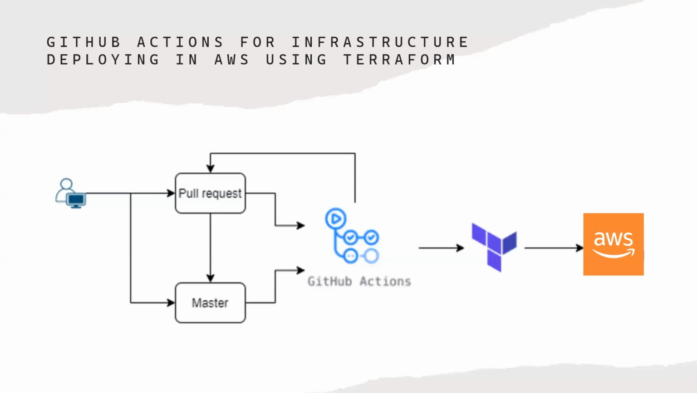That's where I'm going to explain how you can write a pipeline in GitHub Actions and how you can deploy a simple EC2 instance into the AWS environment by using Terraform.